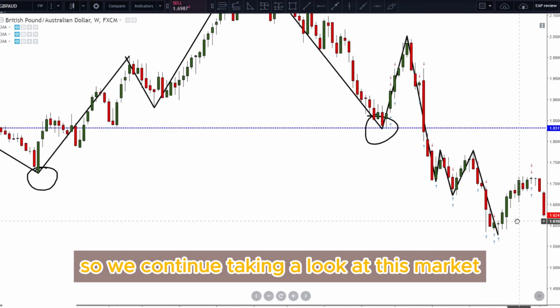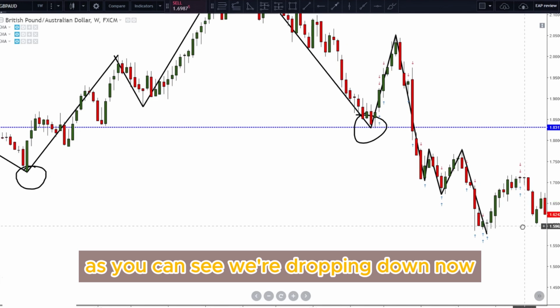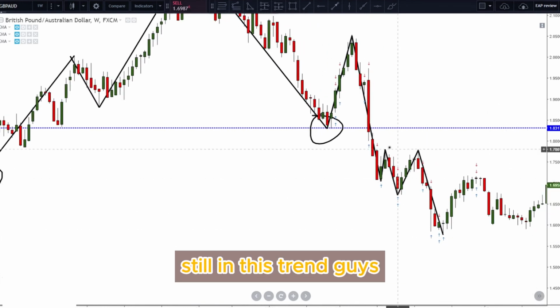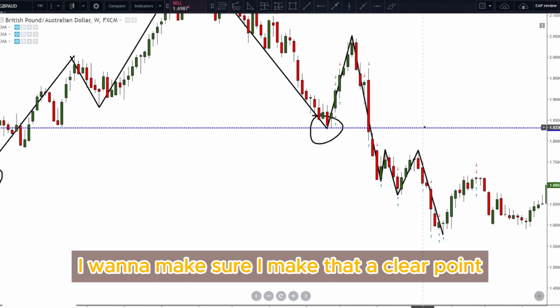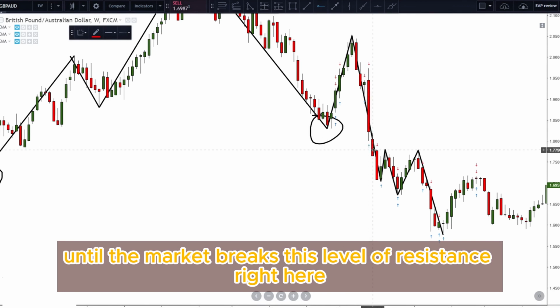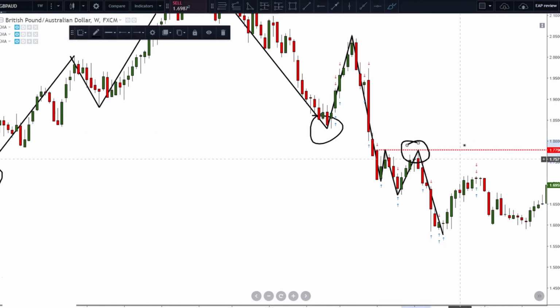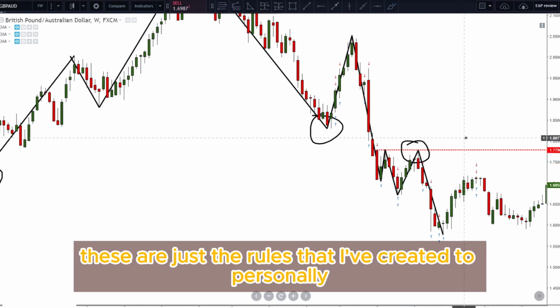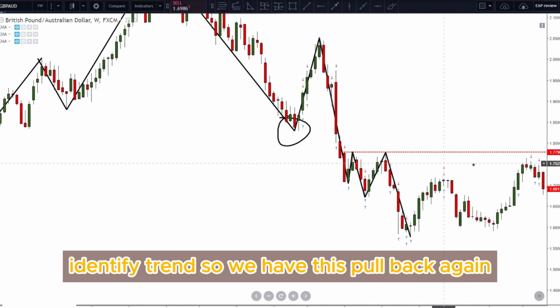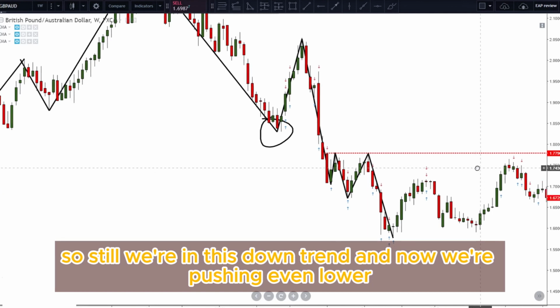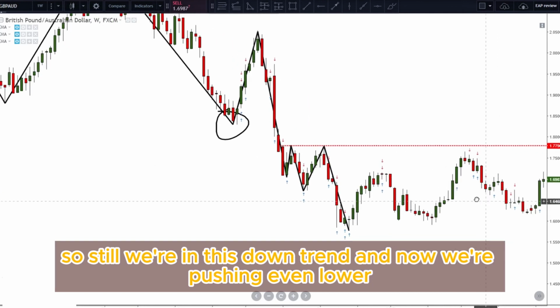So we continue taking a look at this market. As you can see, we're dropping down now. And now beginning to rally. Still in this trend, guys. I want to make sure I make that a clear point. I'm going to take this line off so it doesn't get confusing. Until the market breaks this level of resistance right here, I'm considering this market in a downtrend. These are just the rules that I've created to personally identify trend. So we have this pullback, again pushing up towards our resistance level, but not breaking it. So still we're in this downtrend, and now we're pushing even lower.